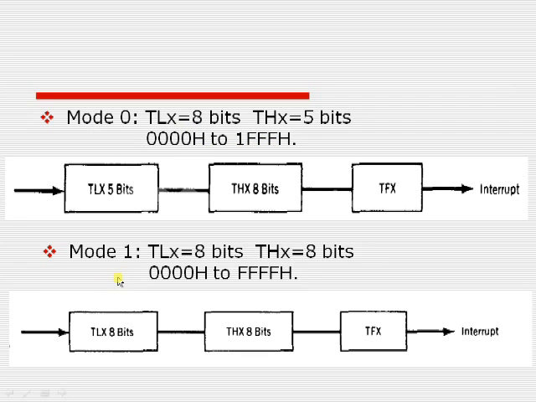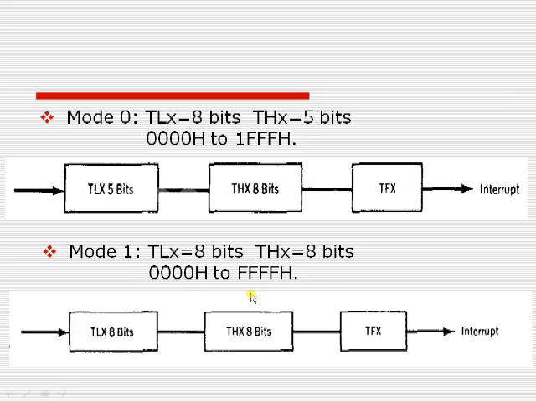Now let us see mode 1. Here we have again TL and TH, where X represents either 0 or 1, depending on the timer which we are using. As we are using a total of 16 bits, it is called the 16-bit timer. Here the initial value is 40H and the maximum value is 4FH. As you can see here, TL is using 8 bits and TH is also using 8 bits. Whenever these registers come across the overflow, that is whenever there is a transition from the maximum value to the minimum value, then this TF will become 1, which will generate an interrupt.